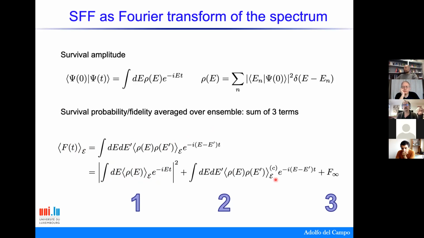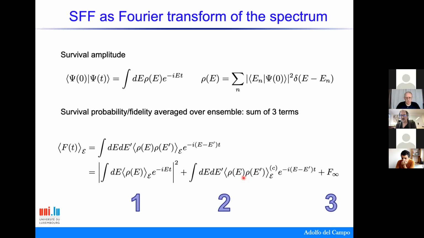It is the fact that it depends on the connected two-point distribution. This quantity captures the correlations between eigenvalues. If there are no correlations, if this is equal to the product of the averages, this term will be zero. And then there is finally a constant value, which is just a plateau.